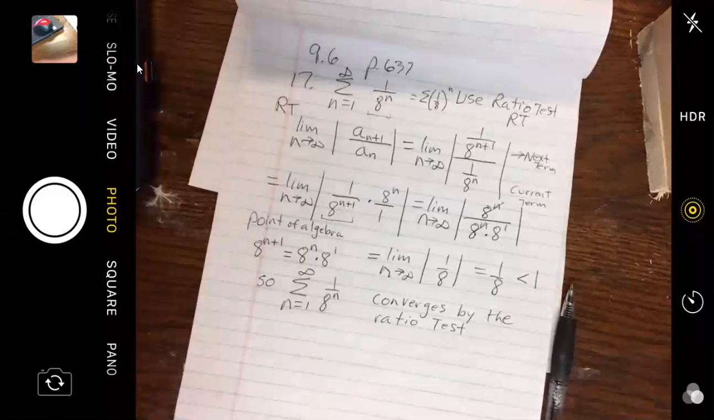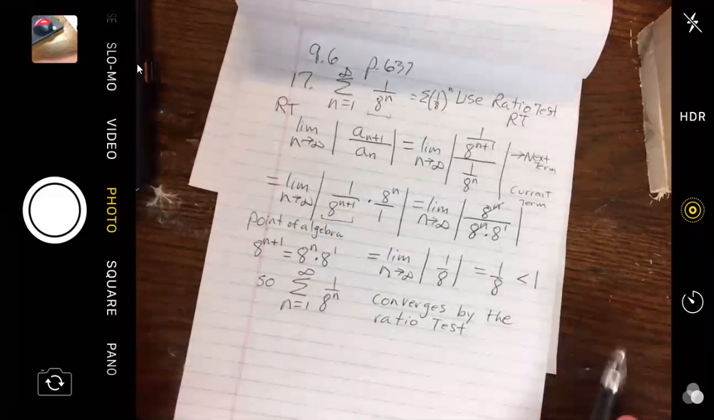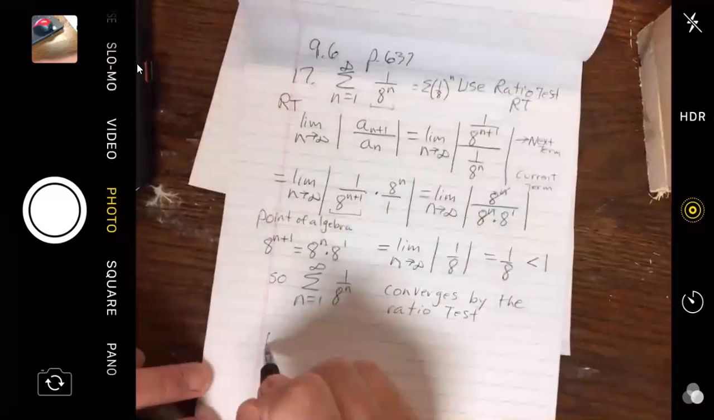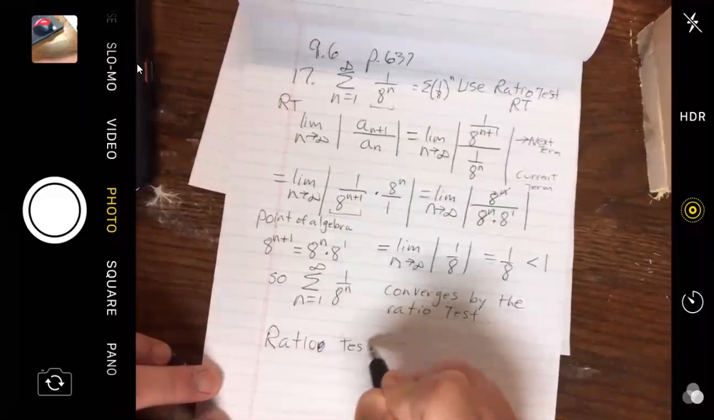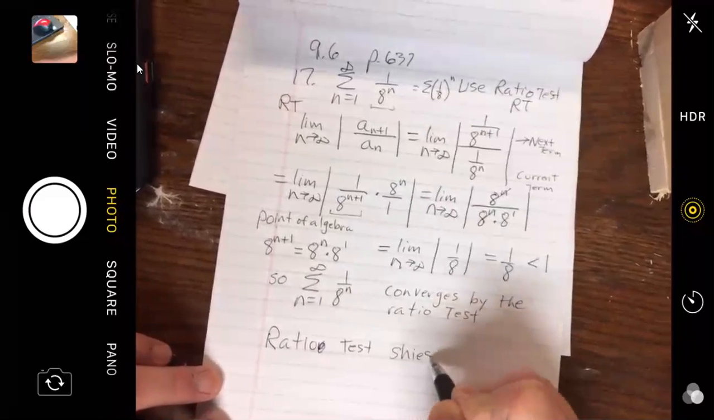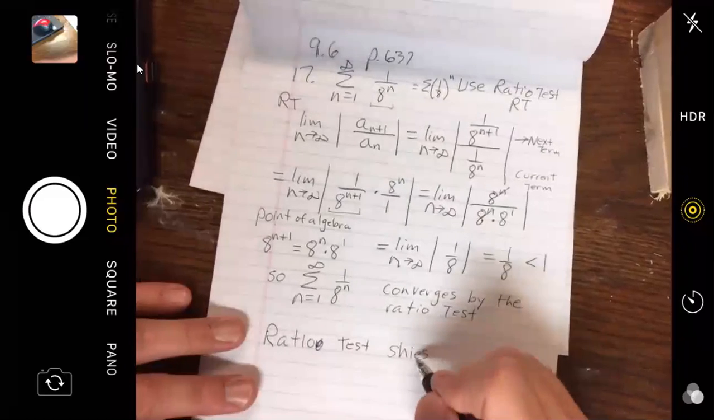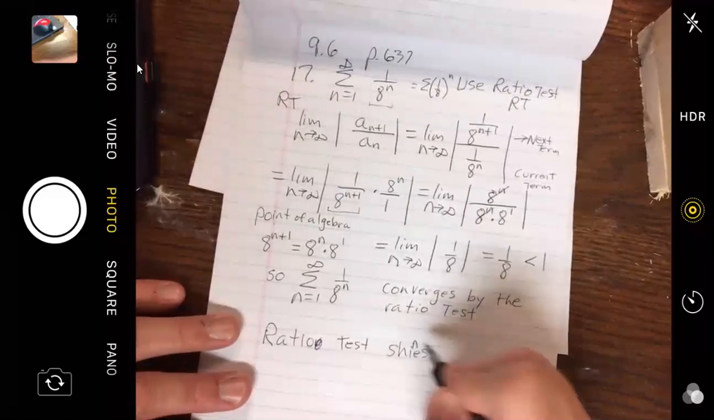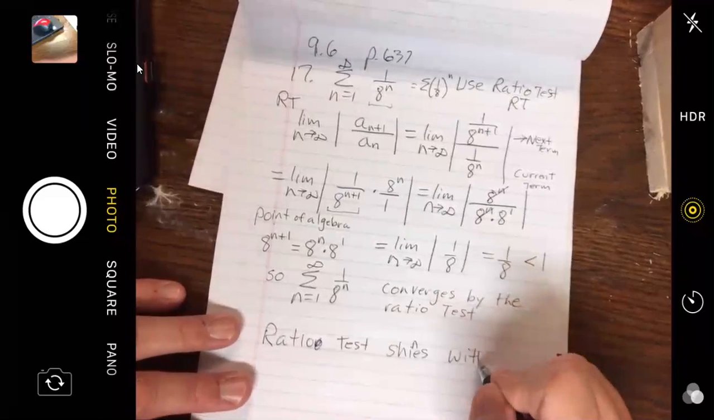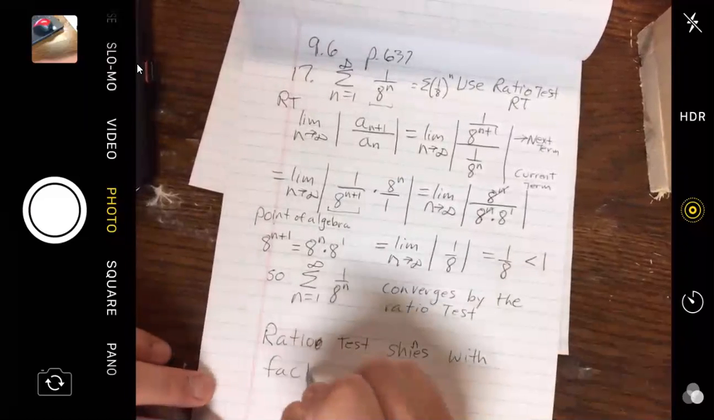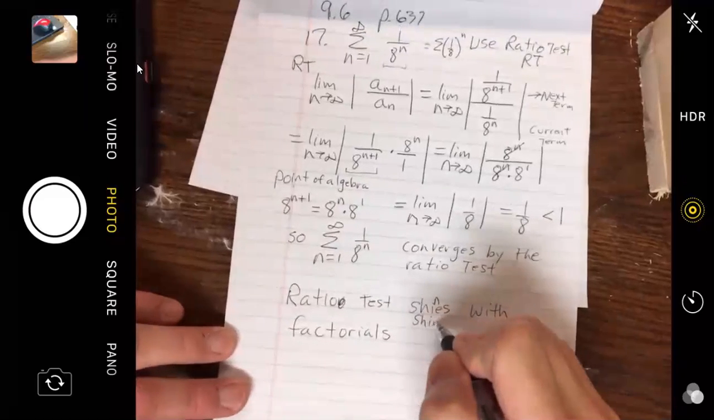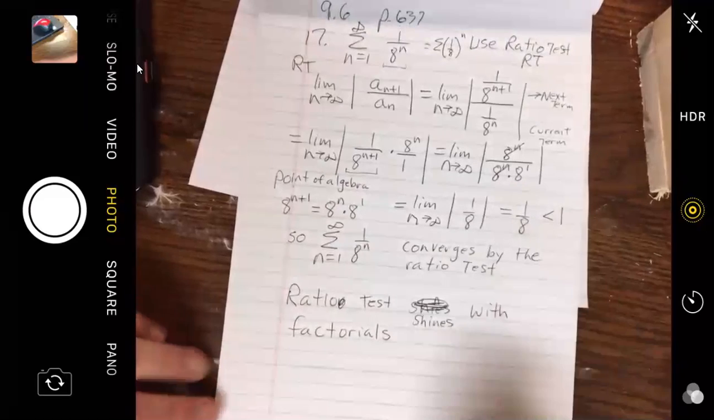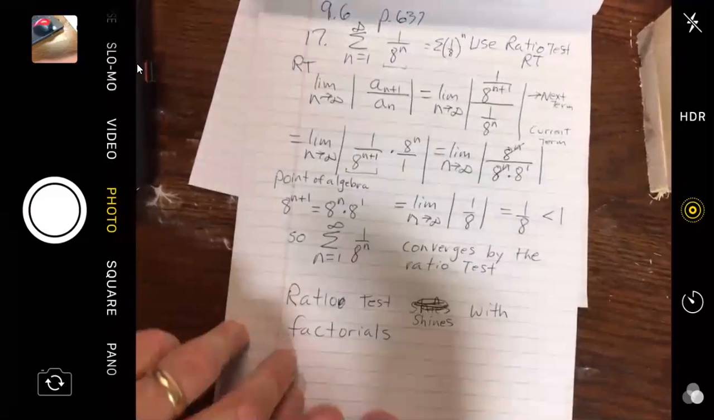Okay. Well, the type of formula this really shines with, ratio test shines with factorials. Tough morning. Okay. With factorials. It's almost kind of designed for factorials.